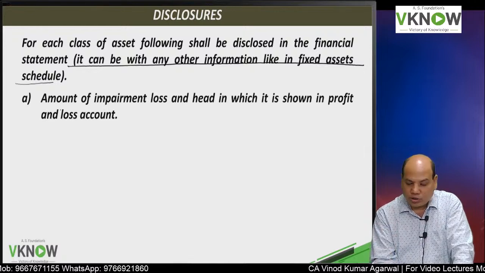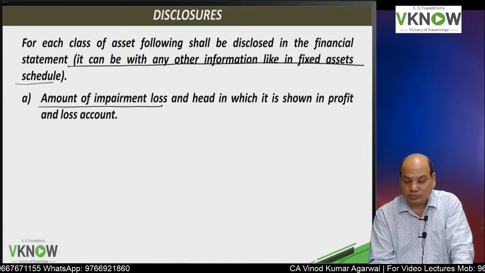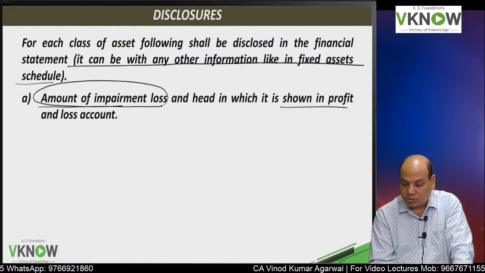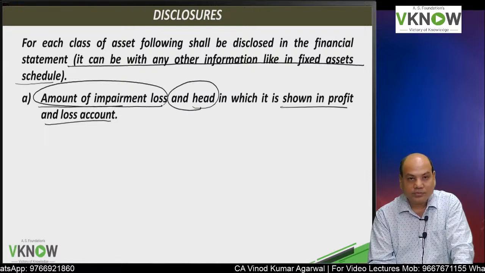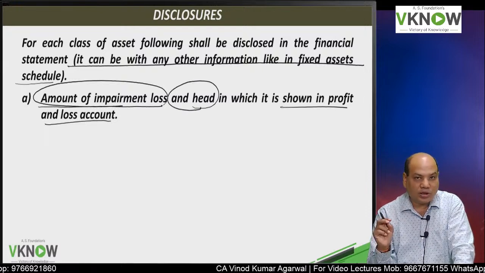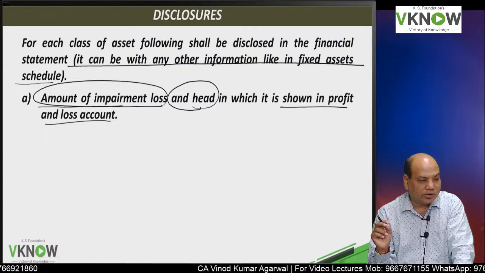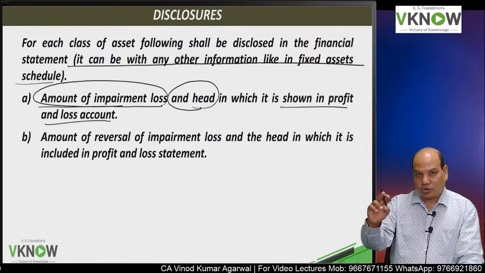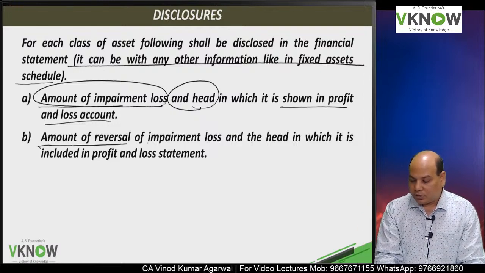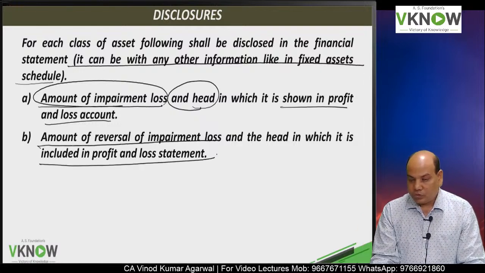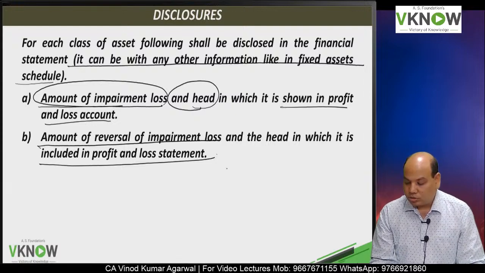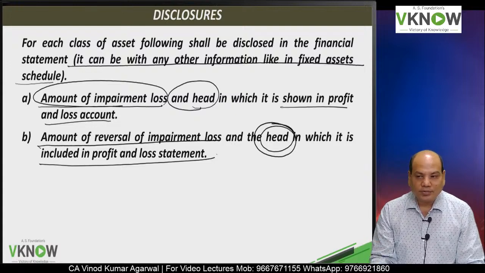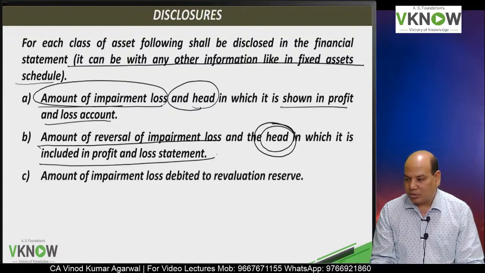You will have to disclose the amount of impairment loss. That is how much impairment loss you have recognized in the P&L account and under which head. So either you can put it under the head depreciation and amortization, or you can put it under a separate head. So you have to disclose that head, and if you have reversed any impairment loss which is included in the P&L account, you will have to disclose under which head you have reversed the impairment loss.